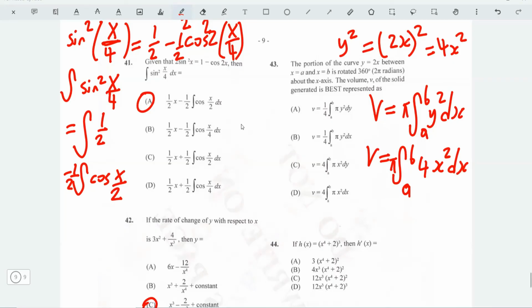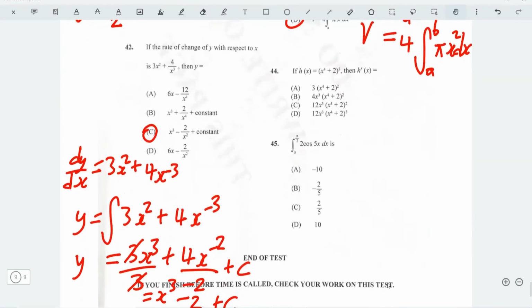So we can simplify this by factoring out the 4, and we can bring in the pi and write it as pi x squared dx. From a to b, that is going to be 4 times the integral from a to b of pi x squared. That is definitely going to be option D. Nice. Question 44, we just need to differentiate.